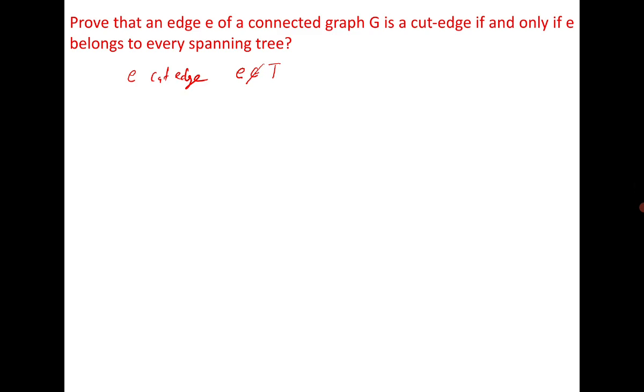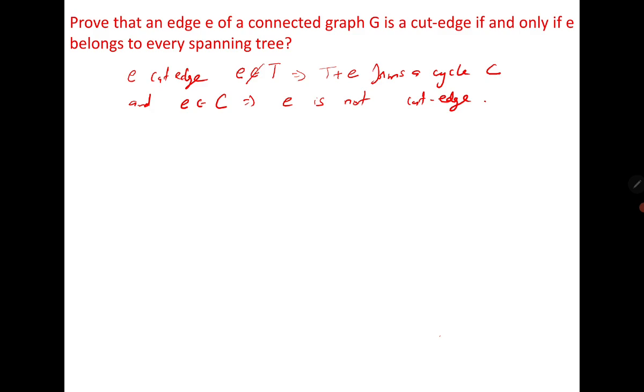Now we have to reach a contradiction, which means we have to show that E is not a cut edge if E does not belong to a spanning tree T. It means that T plus E, because T is a spanning tree, if you add an edge to any tree, then it forms a cycle. So T plus E forms a cycle C. And clearly this edge E belongs to this cycle. And now if an edge belongs to a cycle, it means it is not a cut edge, which is a contradiction.